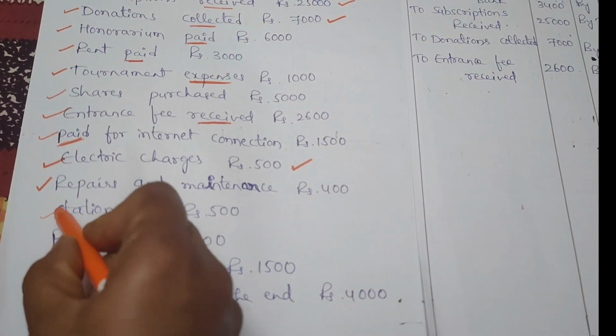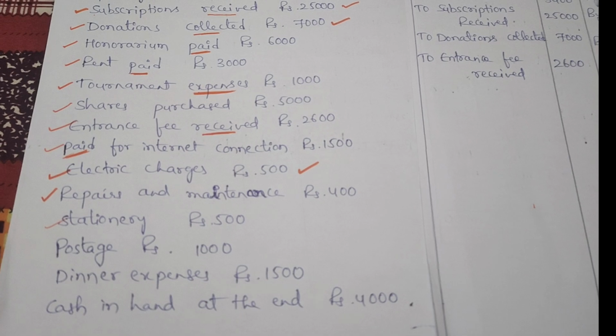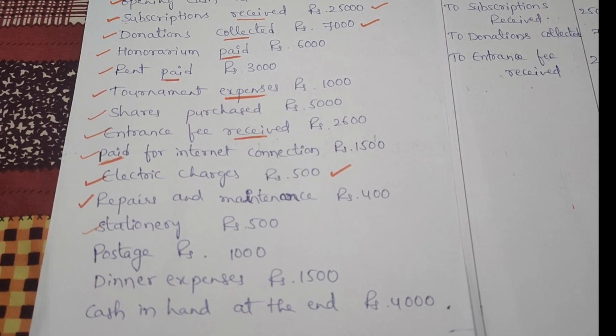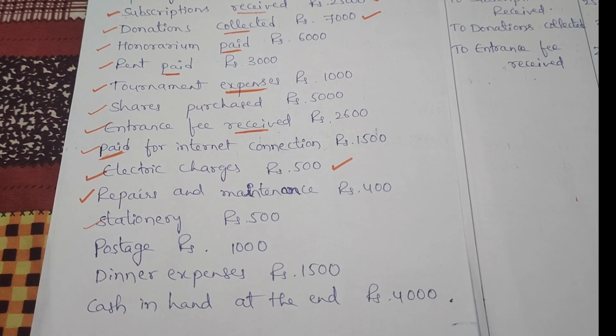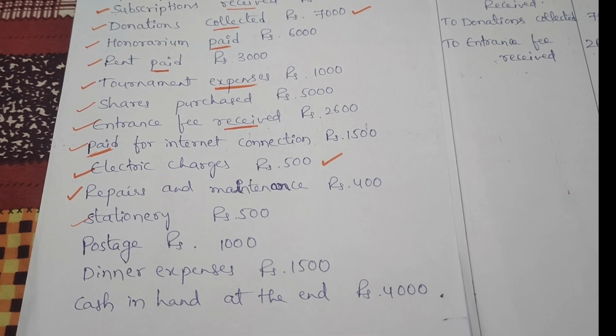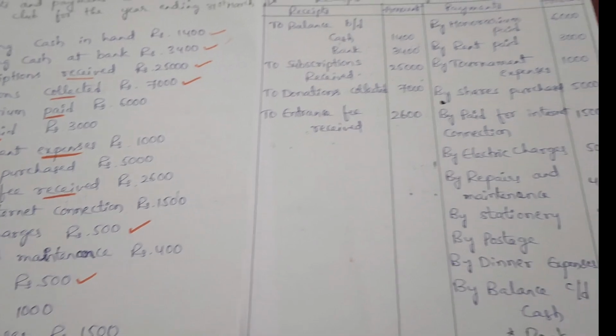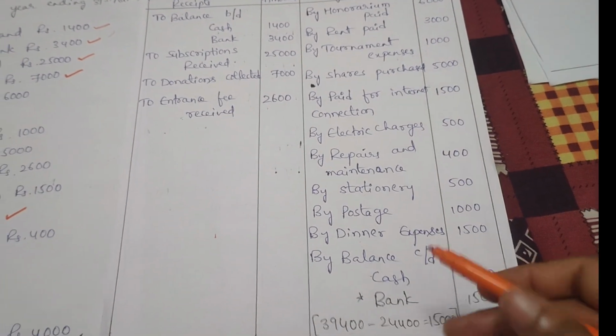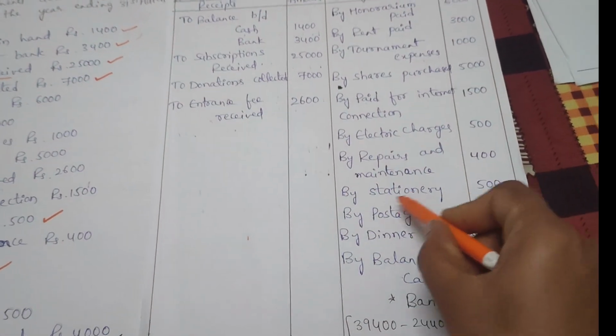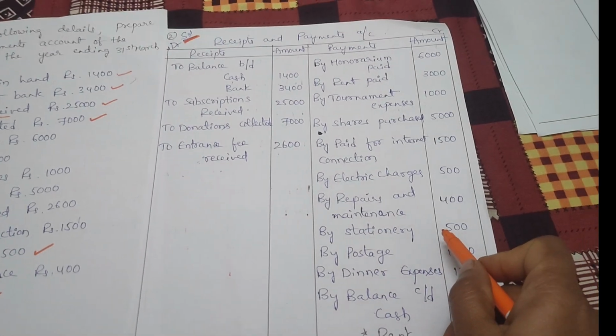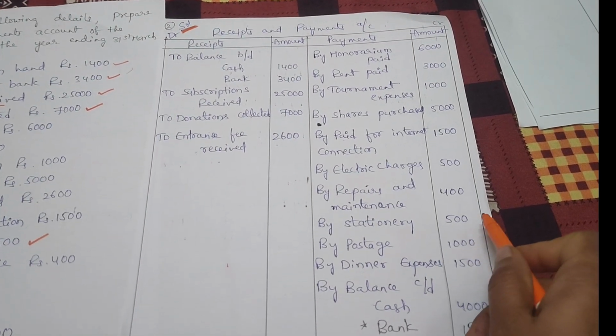Next one is stationery. Stationery always we purchase and we pay money for that. This is a payment. So stationery we have to record under credit. So let us see where we recorded. Yeah, stationery. By stationery account 500 rupees.